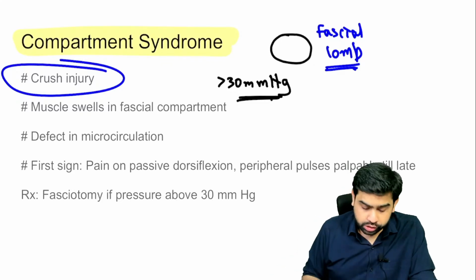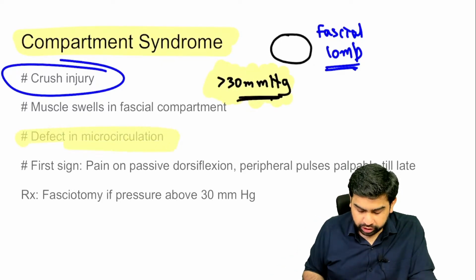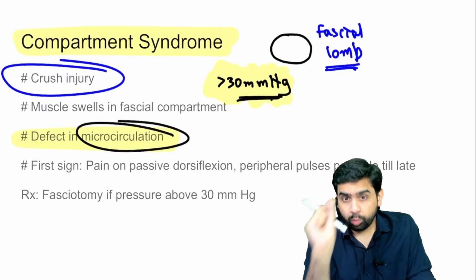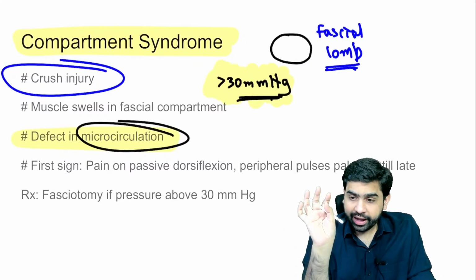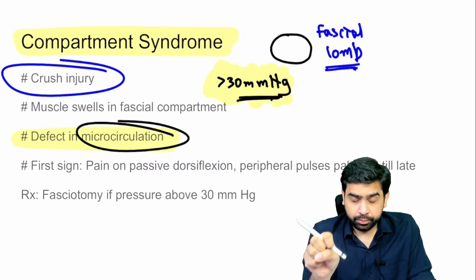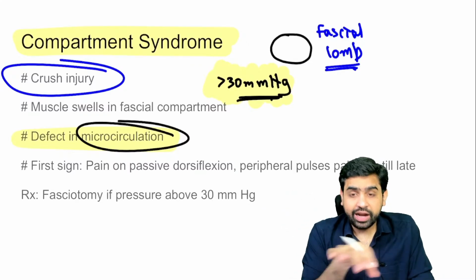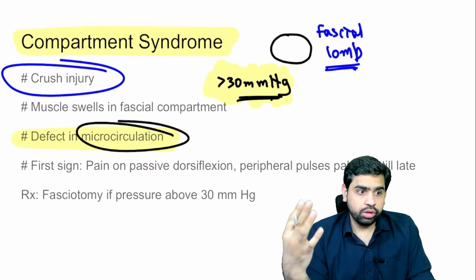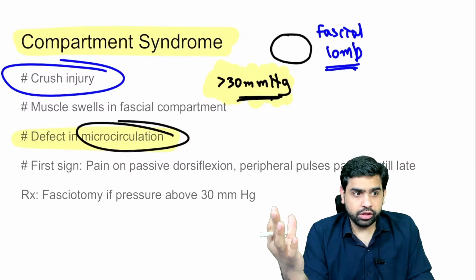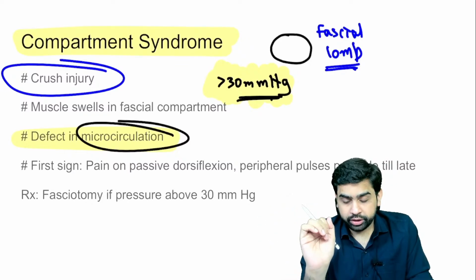Why? Because after 30 millimeters of mercury, what is affected is the microvasculature. Microvasculature means the small vessels which supply the muscles. They are affected, very little blood goes through them, and because of this the muscles become ischemic, and the patients develop pain and all those other features. I hope you're able to understand this particular point.